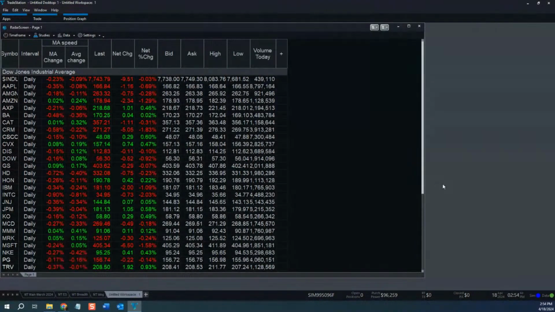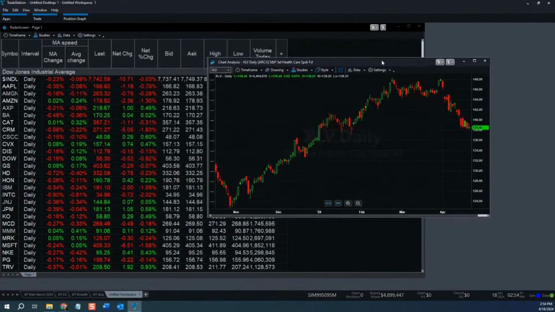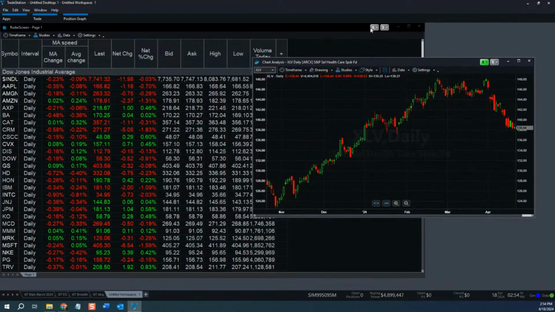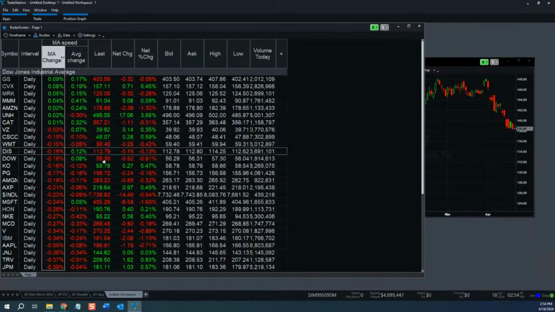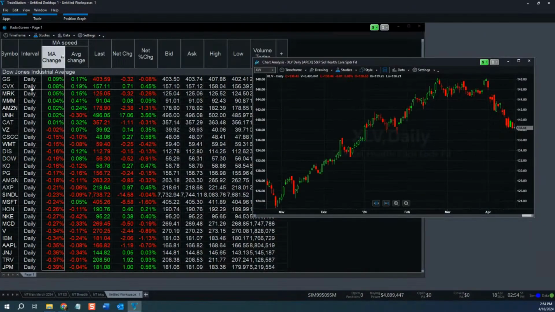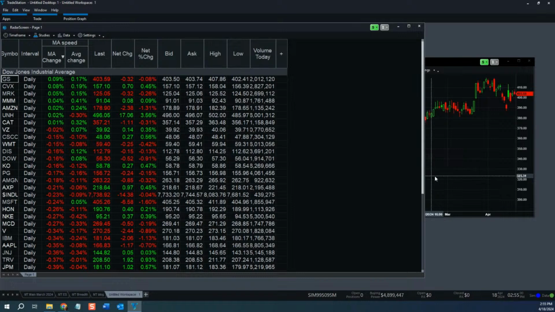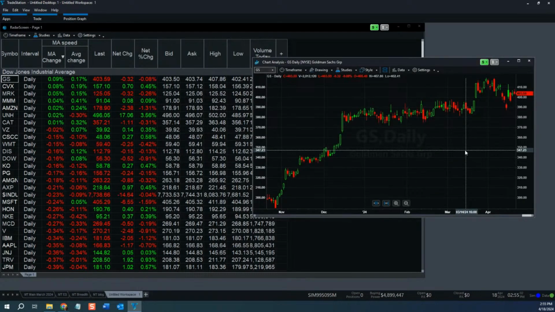I'm going to bring up a chart really quick. And I'm not even going to add the moving averages to it or anything. I'm just going to very quickly link these using symbol linking. And if we look now and we look at our MA change, we can see that in the S&P 500 or in the Dow Jones, Goldman Sachs has the fastest rising 20-day moving average.